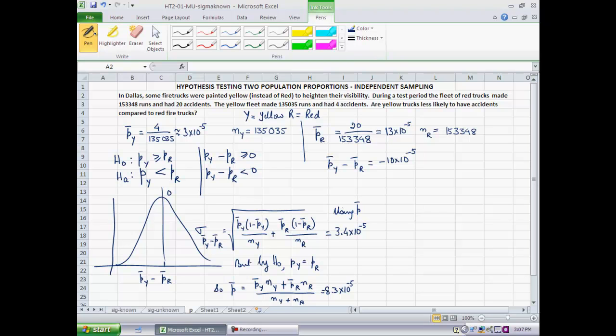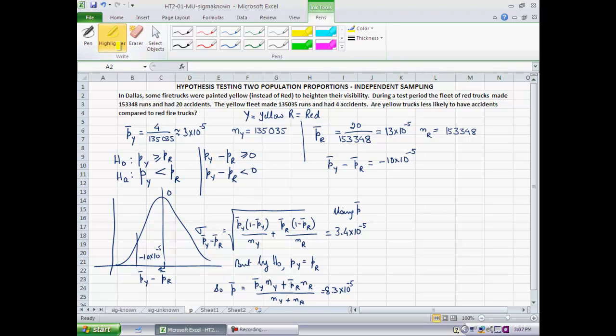Now you know that if the two samples are large enough, then the sampling distribution of P bar Y minus P bar R will be normally distributed, and since we are assuming that the null is true as an equality, the middle of this distribution would be 0, because that's what Py minus Pr would be if the null were true as an equality. So the middle here is 0. And the value that we got from the sample, the difference between the two, is minus 10 times 10 to the minus 5. So the issue is, is this difference far enough away from 0 for us to say, hey, it could not have happened purely by chance?